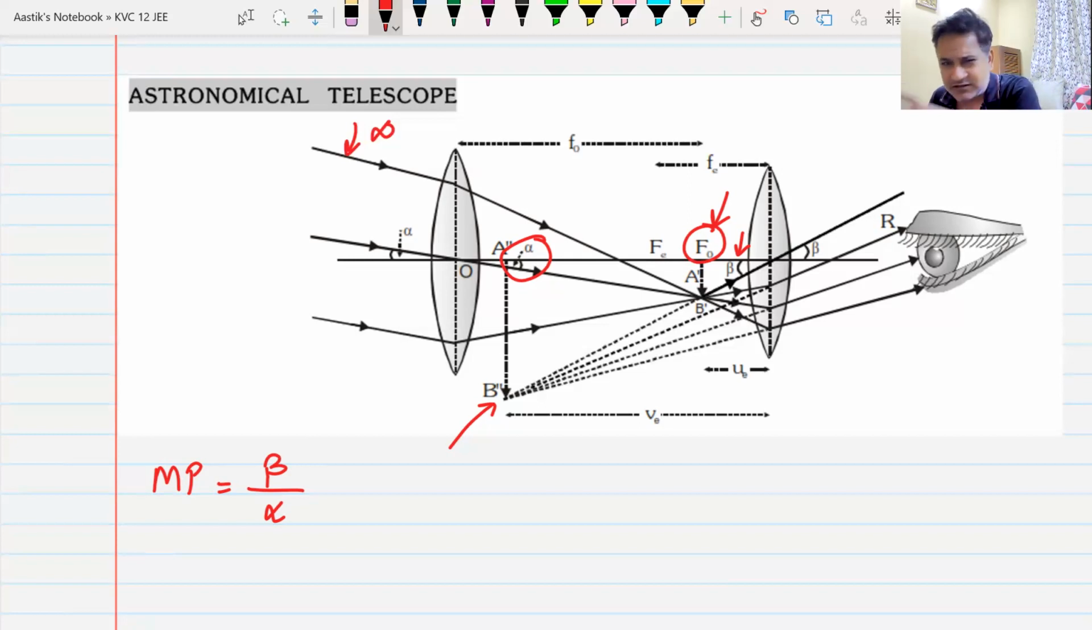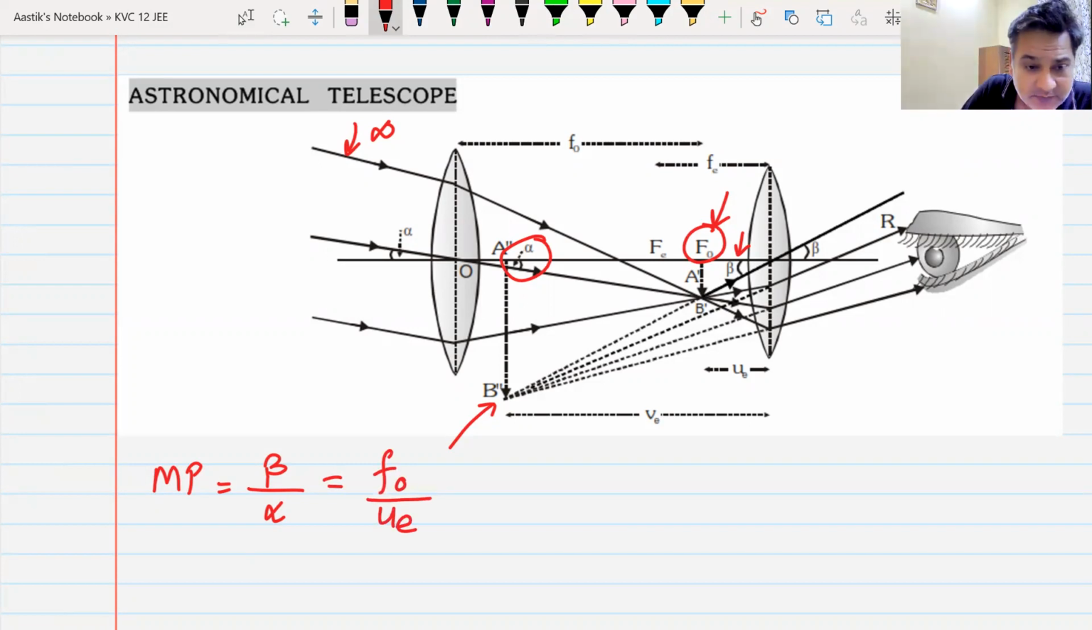You don't have to draw that diagram. It's just to show it to you. You just have to remember these values. The diagram does not concern us. I don't want you to spend too much time on the diagram. You just have to remember the formula that is coming, and the formula is beta by alpha, which will be equal to FO divided by UE. That is the formula that we are concerned about.